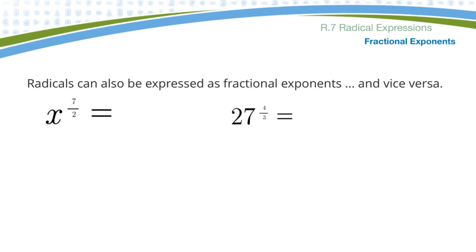Now, I can also write radicals as fractional exponents. You probably haven't seen fractional exponents much before, but you can rewrite those as a radical. And so the x goes underneath. Whatever the bottom number is, that becomes your index. And whatever this is becomes your exponent of x.